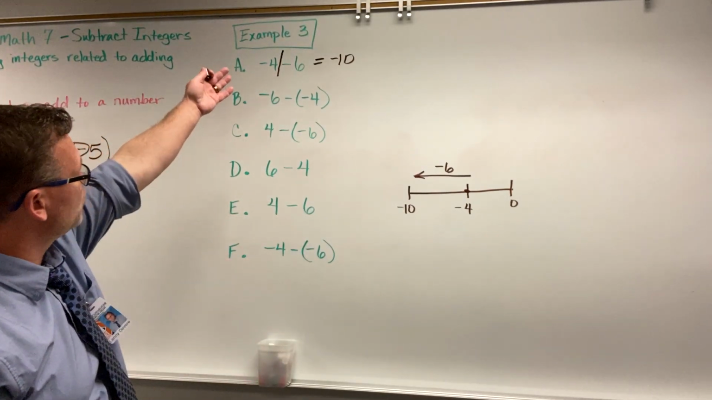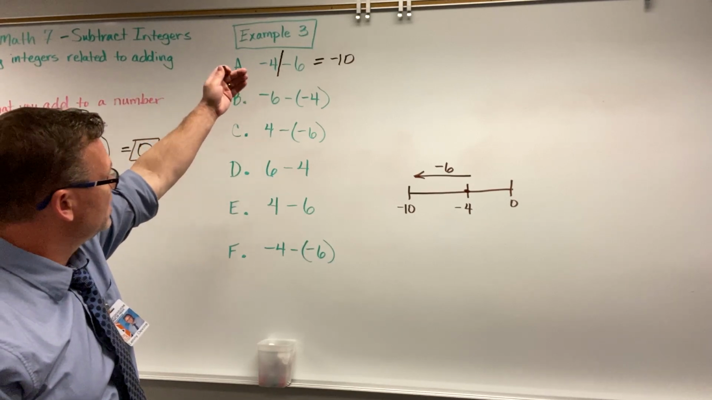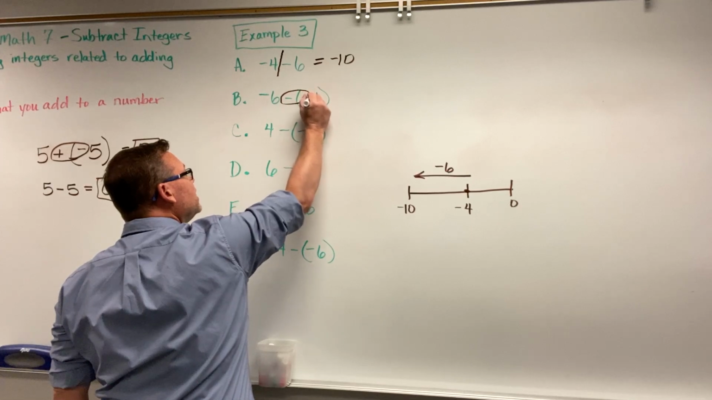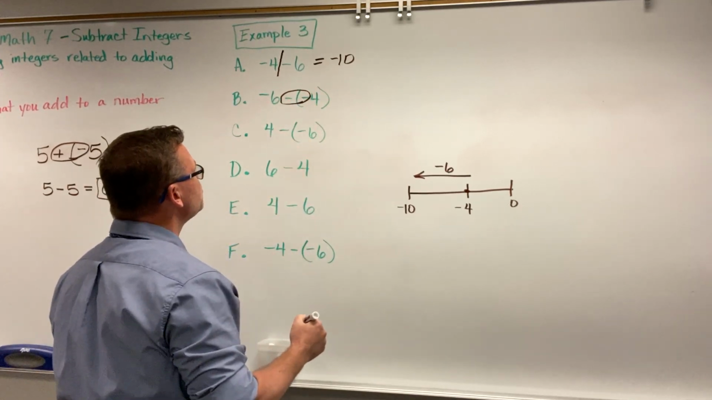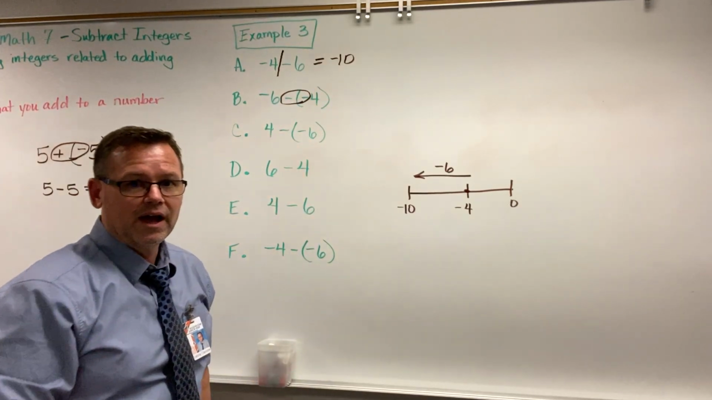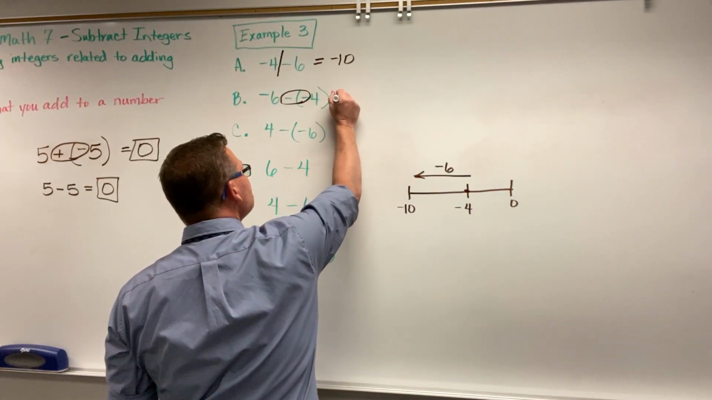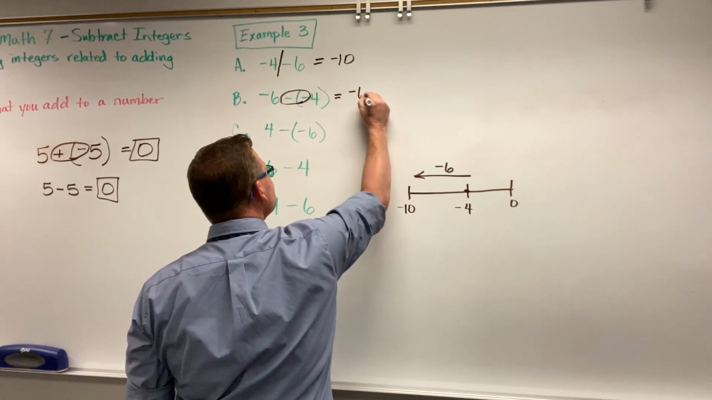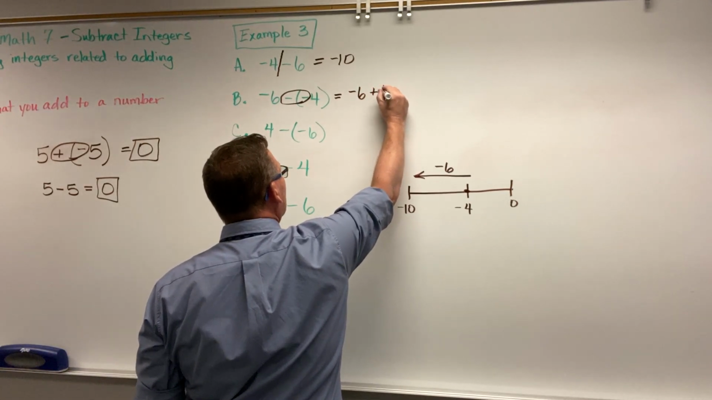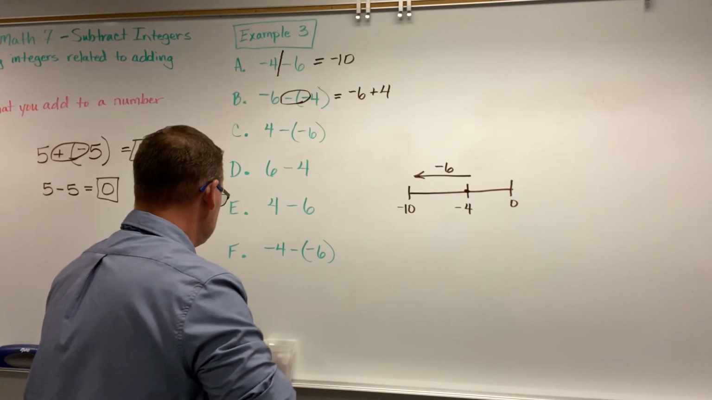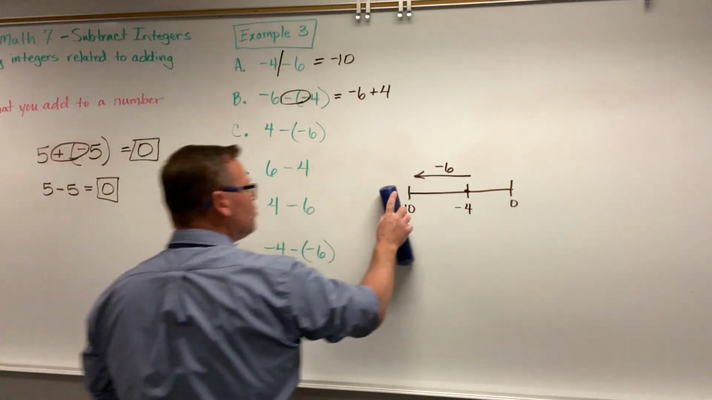In this one, all we had to do is separate the terms, whereas this is different. I've got 2 negatives in between. I need to combine them. A negative and a negative is a positive. So I'm going to rewrite this equation: negative 6 plus 4. Now, this is going to be a little bit different.